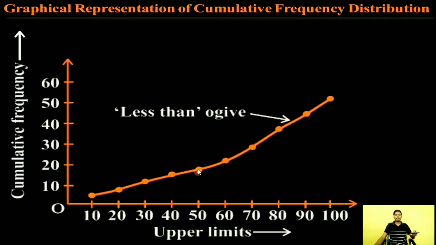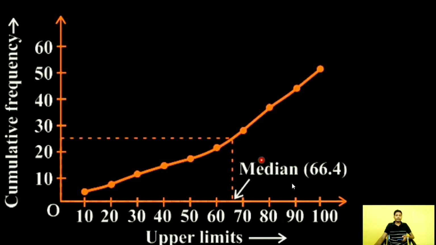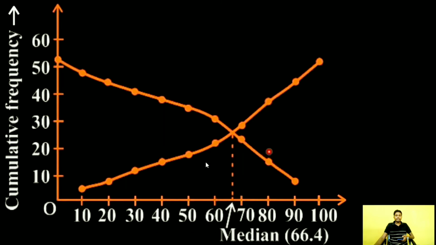Now graphical representation of cumulative distribution. This is our less than ogive curve, and this is our greater than or more than ogive, and this is our median, and this is also the median curve.